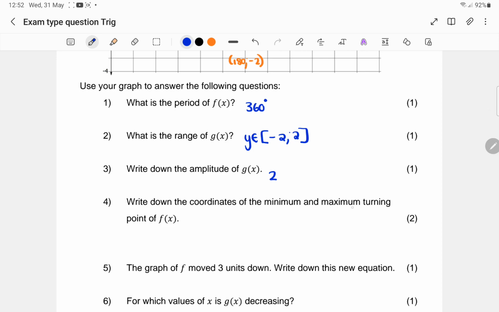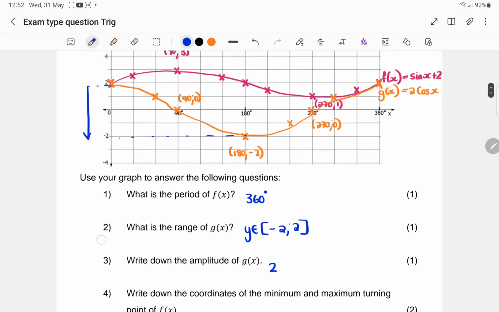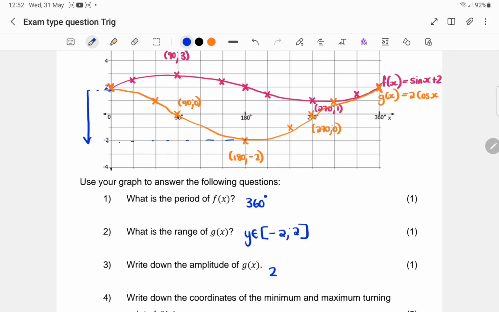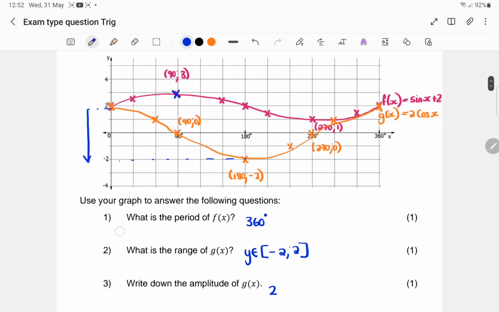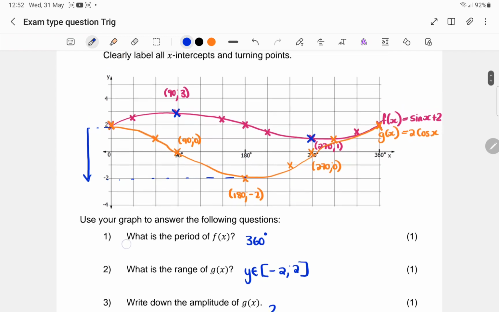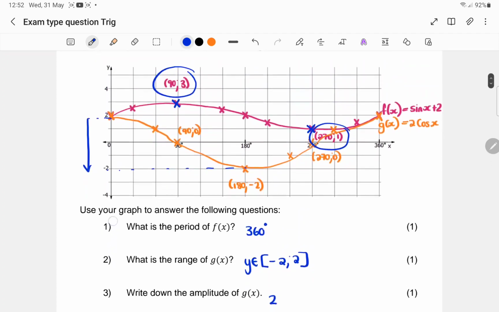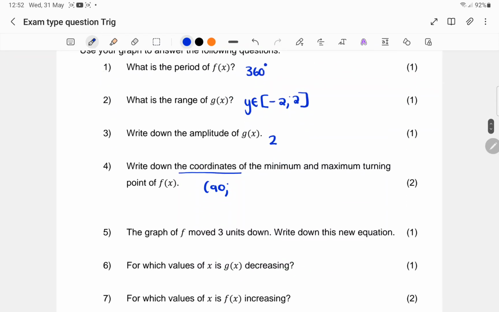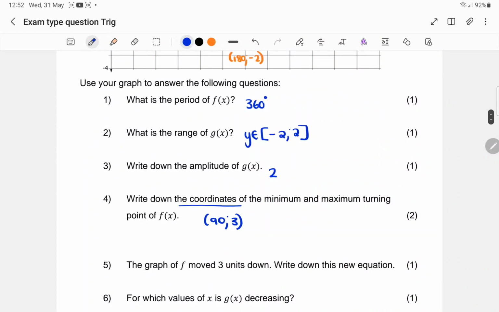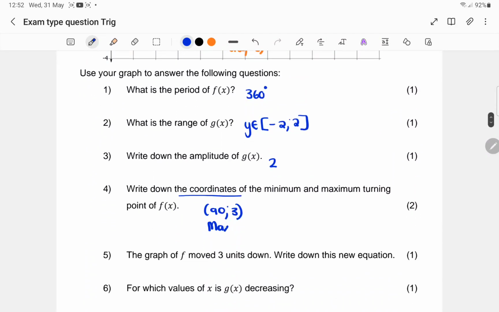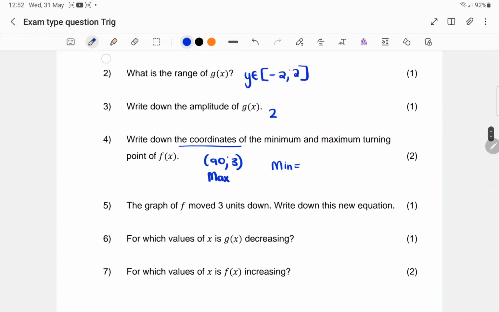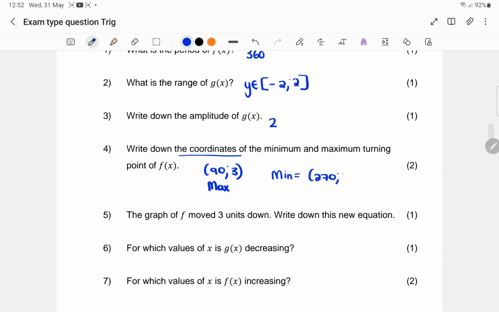Write down the coordinates of the minimum and the maximum turning point of f of x. f of x is the sine graph. Here is my maximum turning point, and over here is my minimum turning point. Luckily, I already wrote it down, so I can just rewrite it. And very important, they ask you to write it down as a coordinate. So it's going to be (90; 3). That would be your maximum, and your minimum would be (270; 1). Okay, that's your max, that's your minimum.